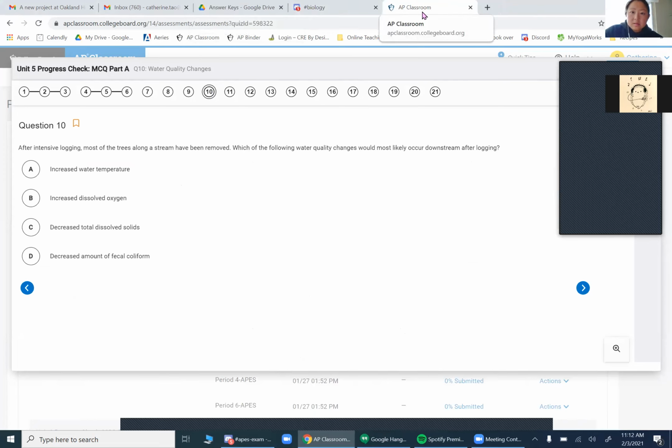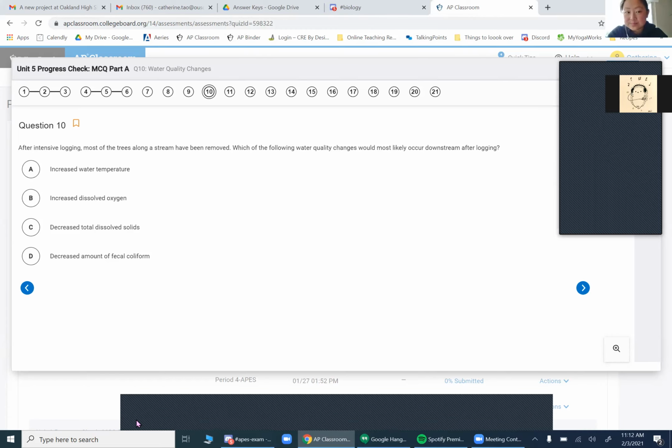So I know that taking into account the concepts of soil erosion, when you take out a bunch of trees there's going to be increased soil erosion. So that would be my go-to answer if it was here, but it's not, and I don't have a clear understanding of how water temperature or dissolved oxygen or coliform has to do with increased soil erosion. That's where I kind of got tripped up.